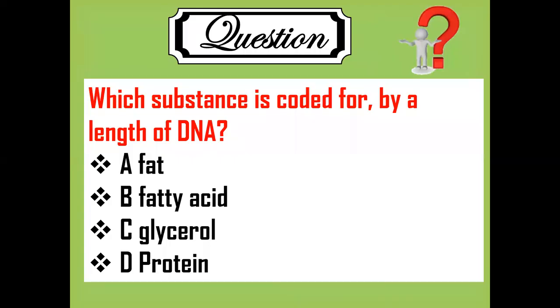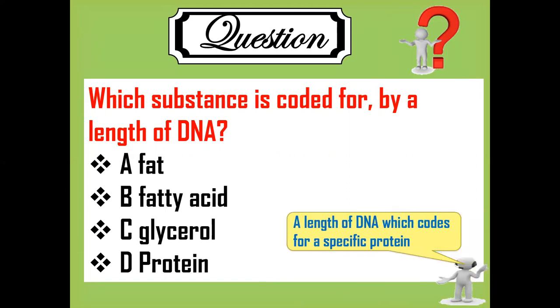Now these genes are located on the DNA. Related to the gene, the following question is possible: which substance is coded for by a length of DNA? We can use the following concept for solving this question: a length of DNA which codes for a specific protein. So the answer will be the protein.